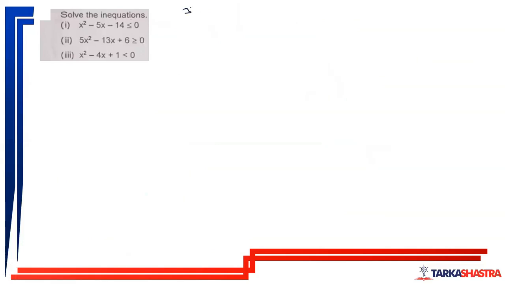So the third question is x² − 4x + 1 < 0. Now try to understand that we won't be able to do it using that method wherein we split these terms. Splitting the terms is not possible here. But eventually we want to find out the roots. How do we get that?